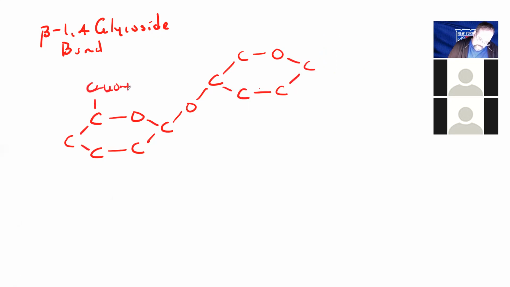And so again, we'll number the carbons as well. So 1, 2, 3, 4, 5, 6. 1, 2, 3, 4, 5, and 6. So again, the linkage here involves carbon number 1 of the first monosaccharide and carbon number 4 of the second monosaccharide. Carbon number 1 is once again the anomeric carbon for the first monosaccharide. Carbon 4 is not the anomeric carbon for the second monosaccharide.